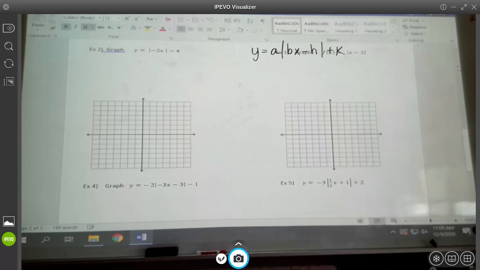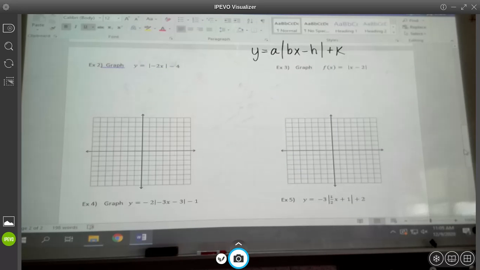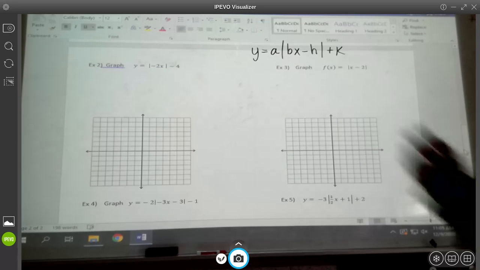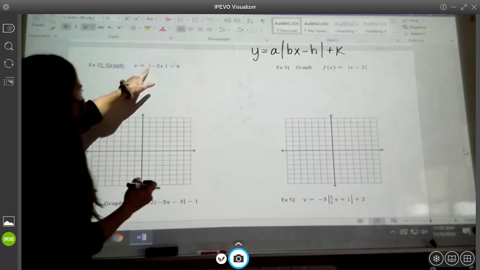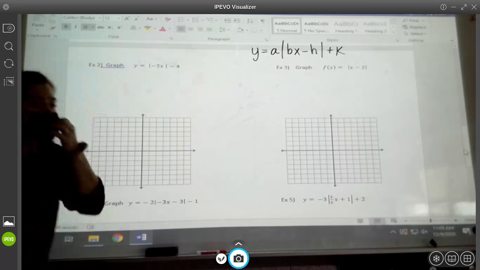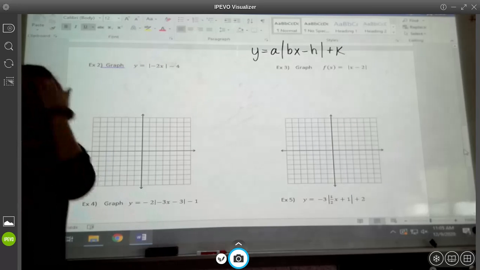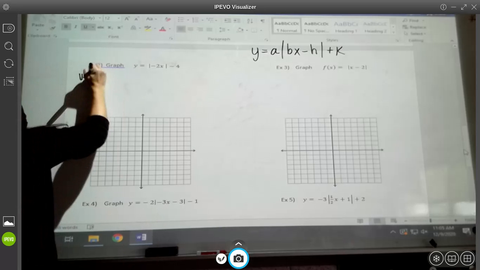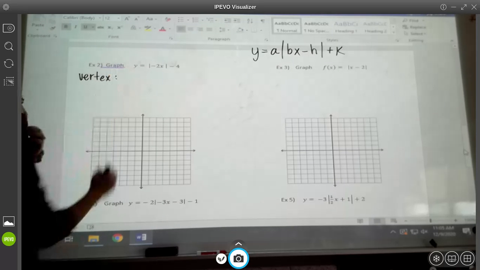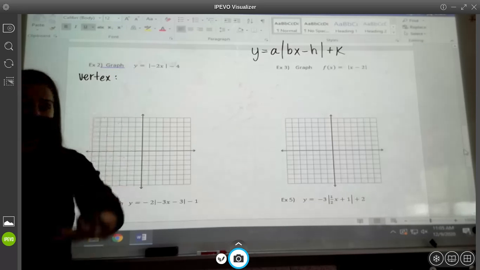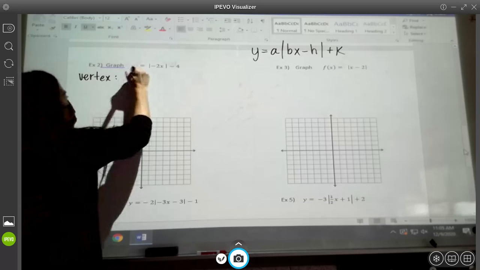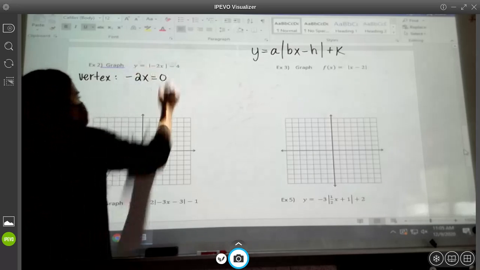All right, so here we go. Let's try this one, all right? Now we have to graph y equals the absolute value of negative 2x minus 4. So first things first, let's get ourselves that vertex. Okay, to get the x coordinate, take whatever's inside the bars, set it equal to 0 and solve for x. All I gotta do is divide both sides by negative 2. And x equals 0. So we know the x coordinate of our vertex is 0.